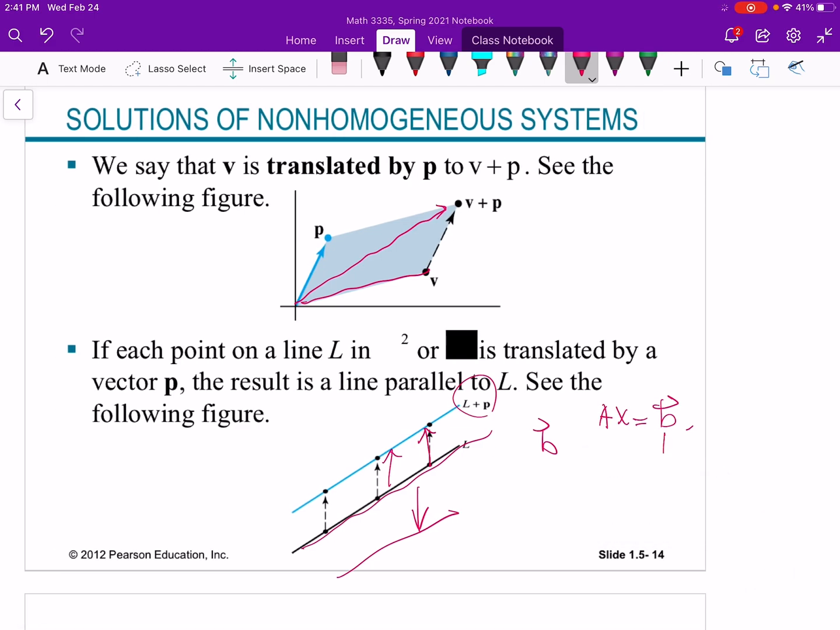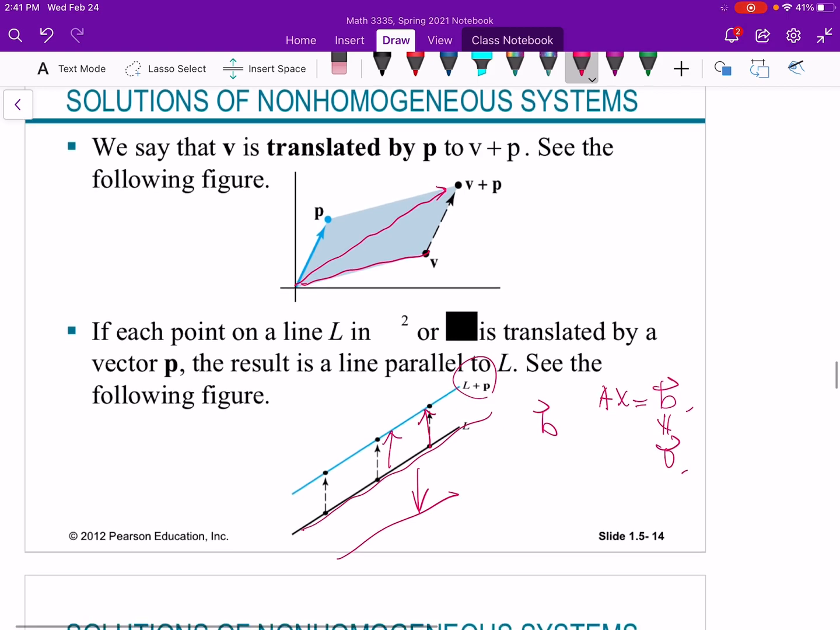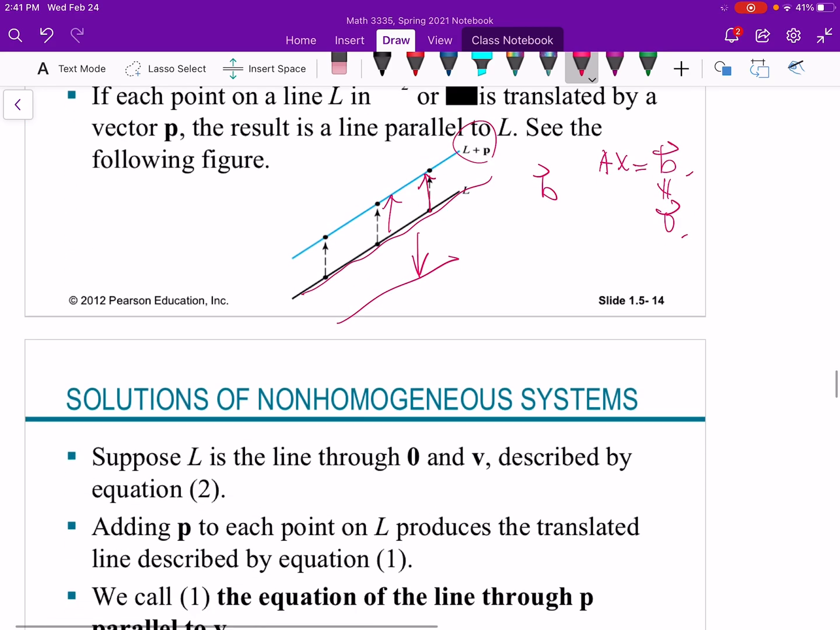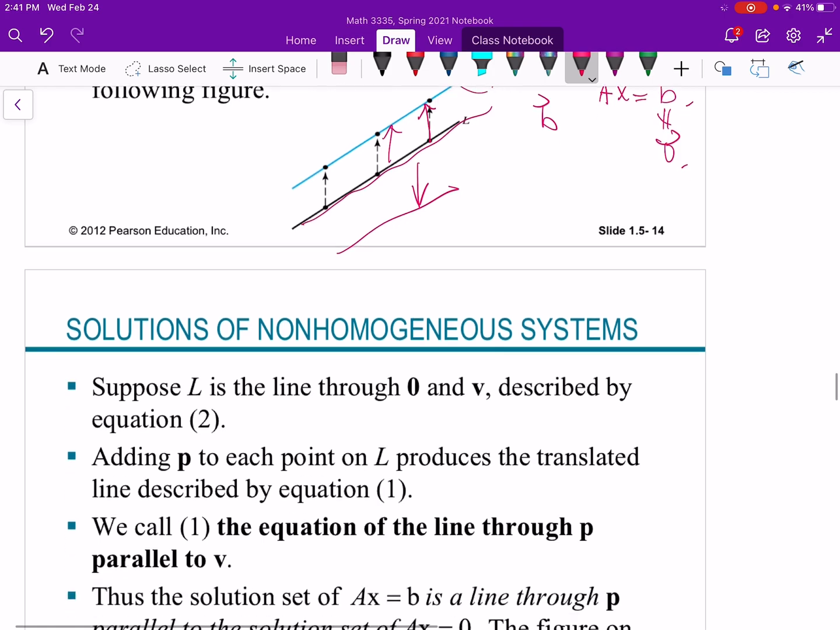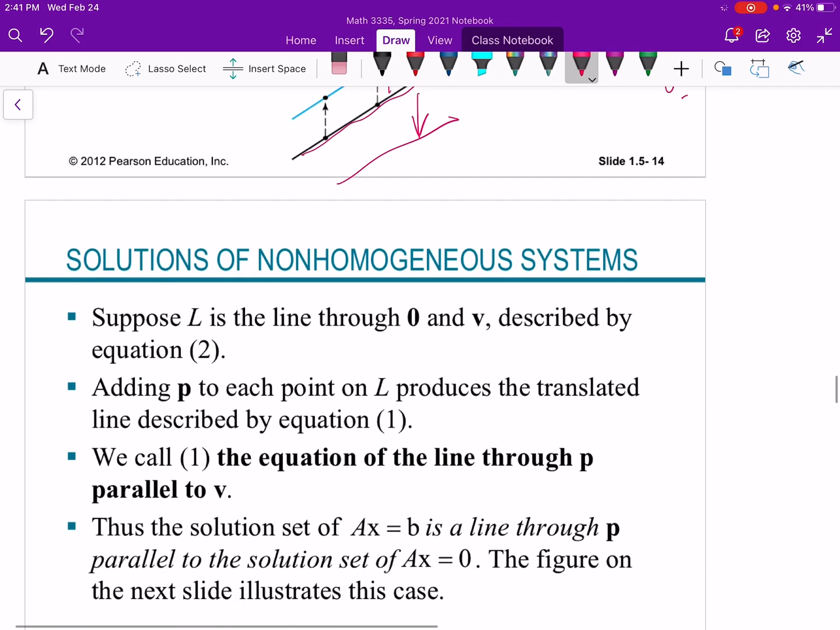So this right here is non-zero. This non-zero simply moves the line up or down. That's it. The solution set of Ax equals b is a line through p parallel to the solution of the homogeneous system. All right, so that's what it is.